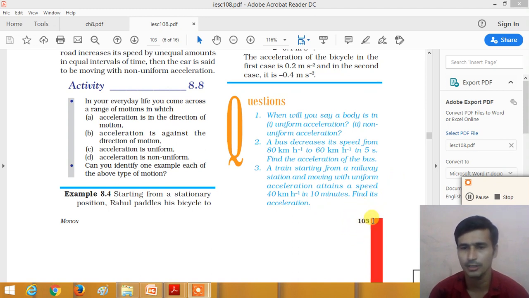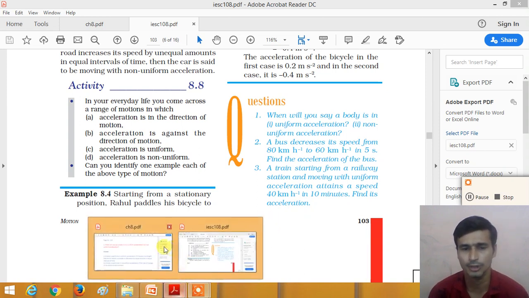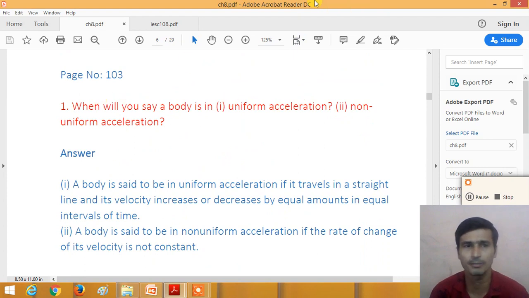On page number 103, three questions are given to you, and out of these three questions, two are examples. Let us discuss the answers. The first question is: when will you say a body is in uniform acceleration and non-uniform acceleration? So when can we say that the body is moving in uniform acceleration and when in non-uniform acceleration?